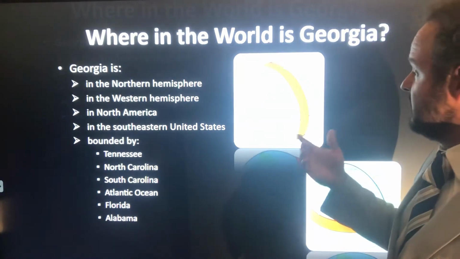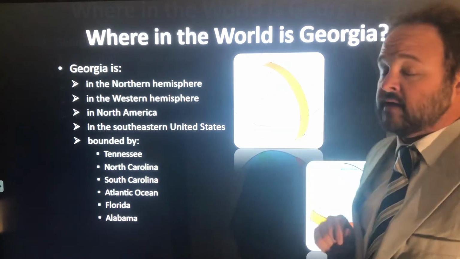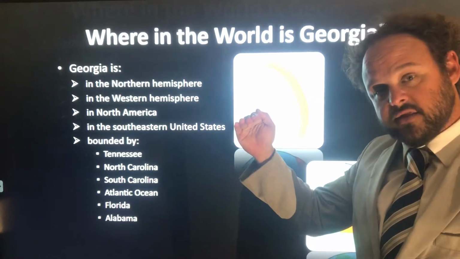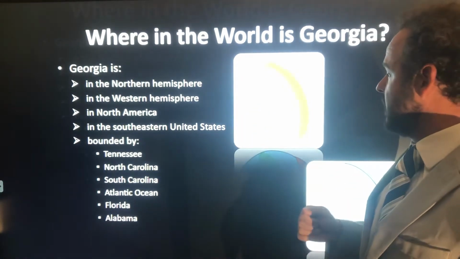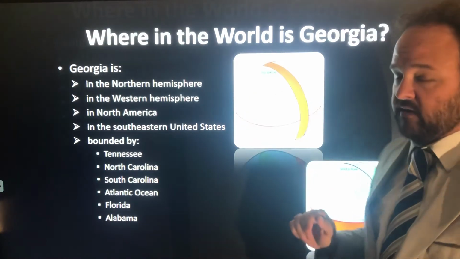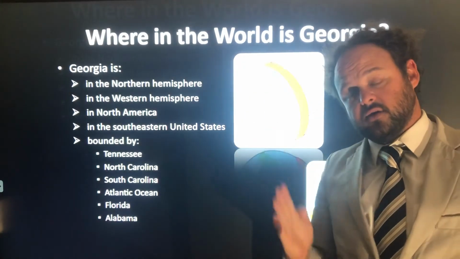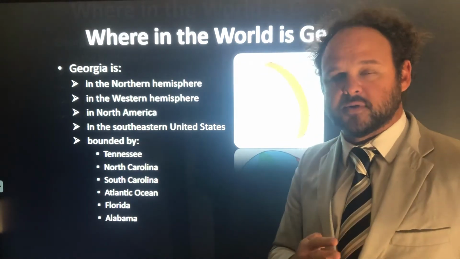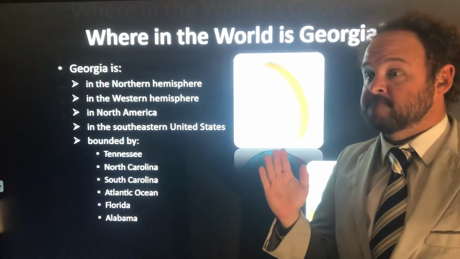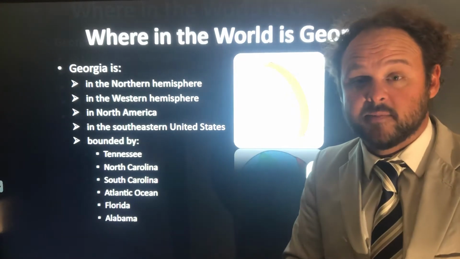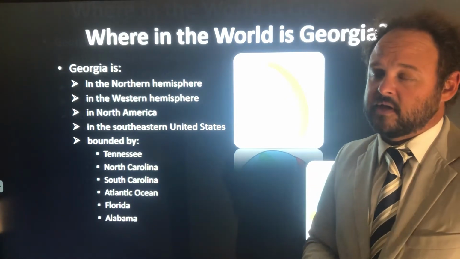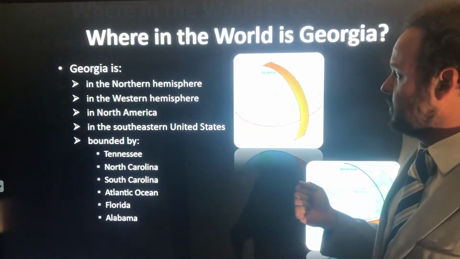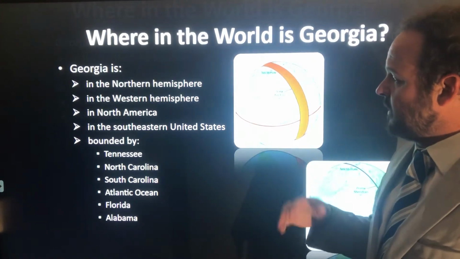Georgia, of course, is in the northern hemisphere because it's in the continent of North America, which is in the northern hemisphere. We are also in the western hemisphere. The Earth is also divided longways along a longitudinal line called the prime meridian. Anything, of course, east of the prime meridian is the eastern hemisphere. Anything west is the western hemisphere. So we are in the northwest hemispheres, respectively.